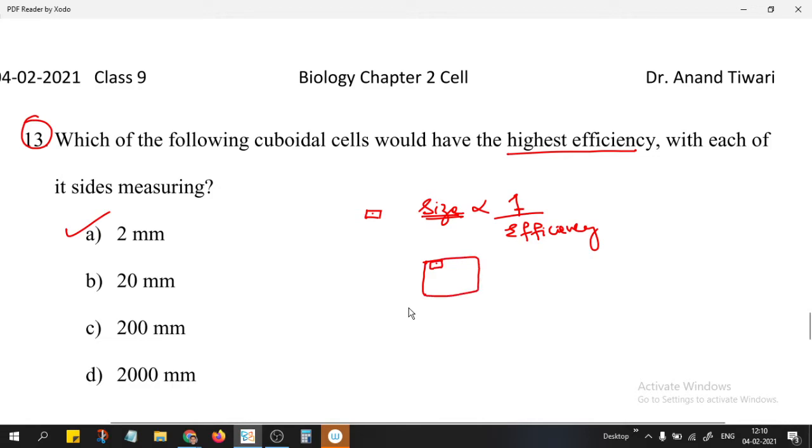So if you have one cube, that is this 2000 mm cube, in that one, how many 2 mm cubes can come inside? 1000 cubes can come inside. So they will have all the sides which can absorb the nutrients. So they will have a higher surface area and higher efficiency. That is a good point. The surface to volume ratio is high in the case of small cells.